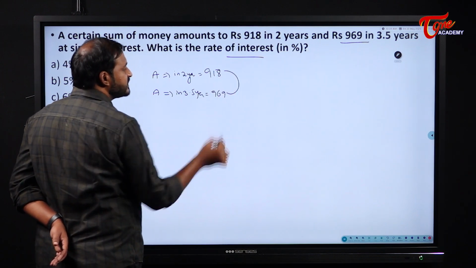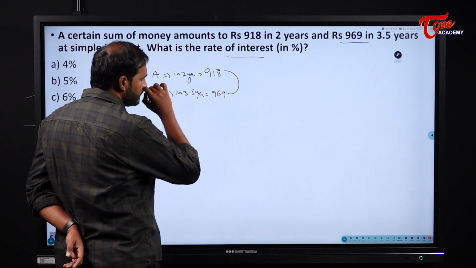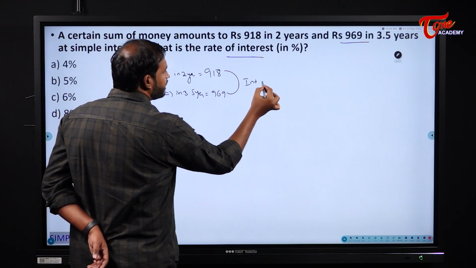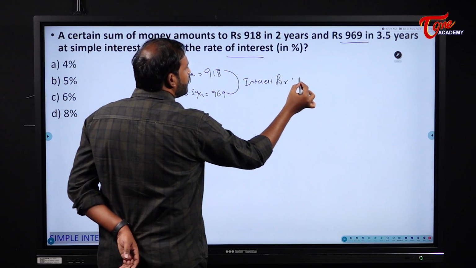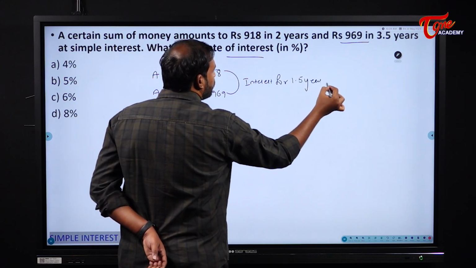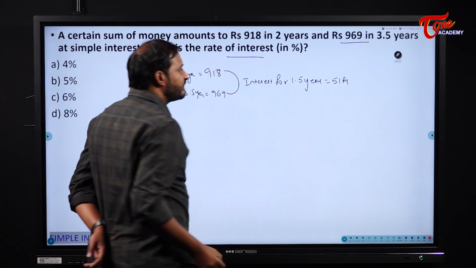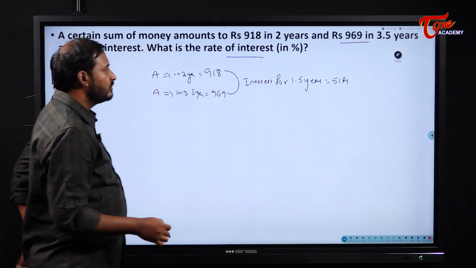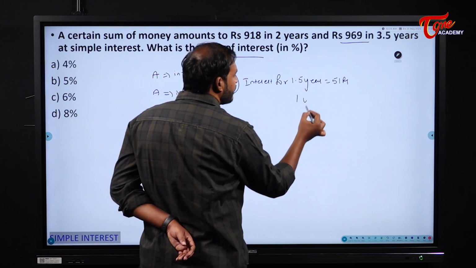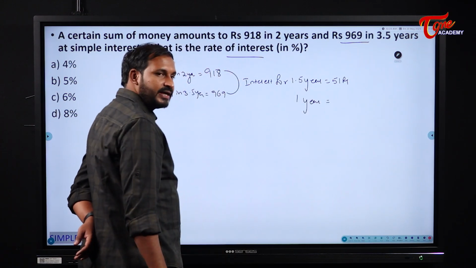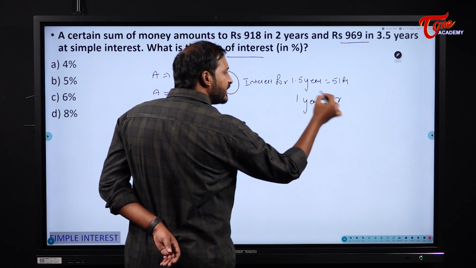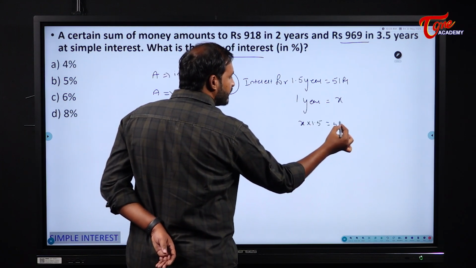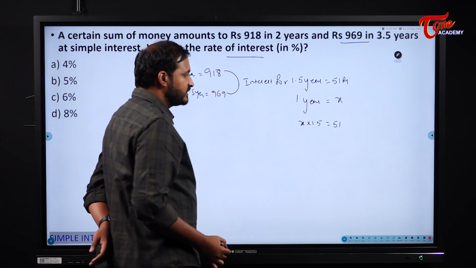So what is the difference between these two, students? 51 rupees, right? Not 41, 51 rupees. So the difference means interest for 1.5 years is 51 rupees. What will be the interest for 1 year? Cross multiply, take it as x. So x into 1.5 is equal to 51.